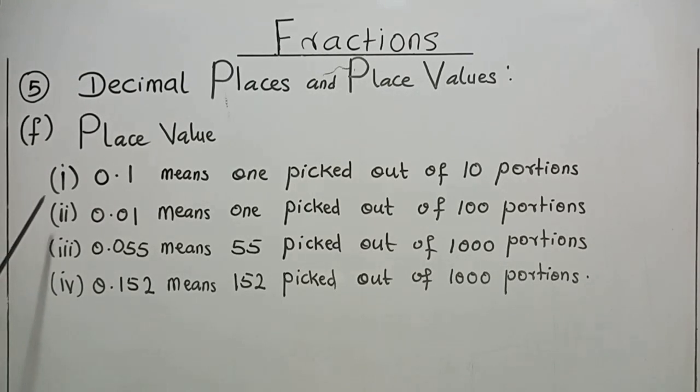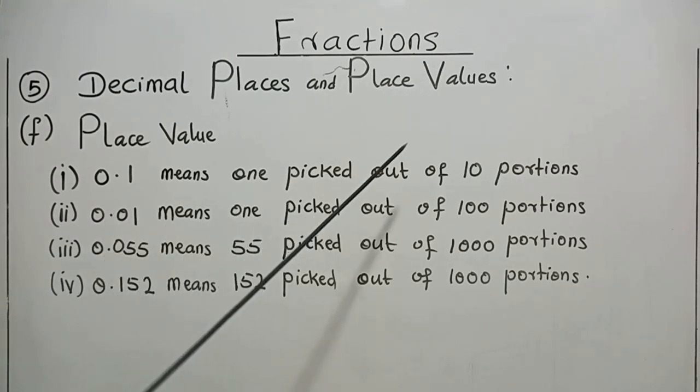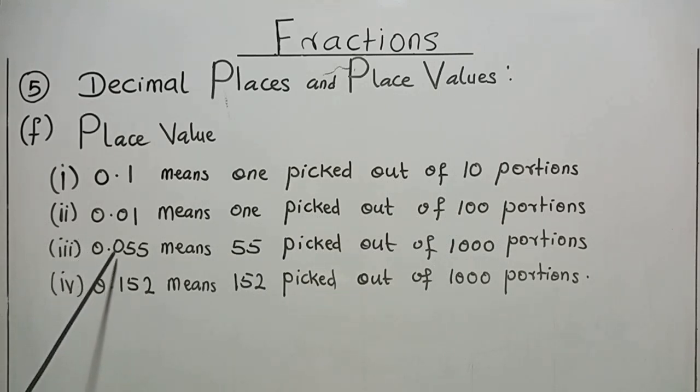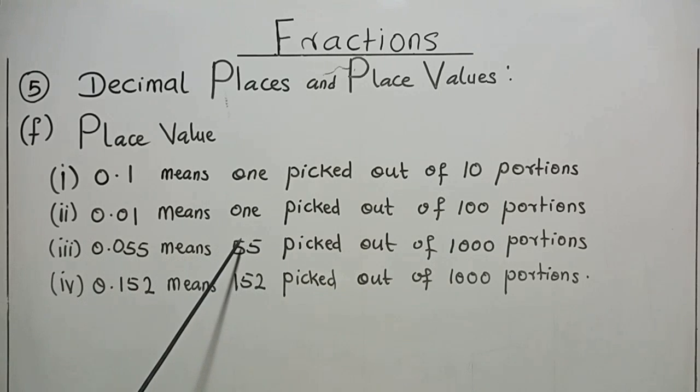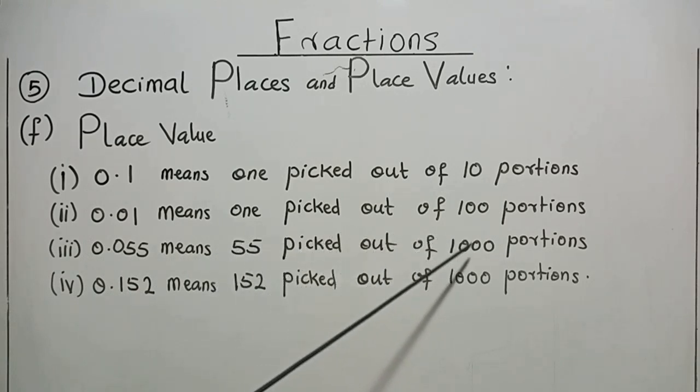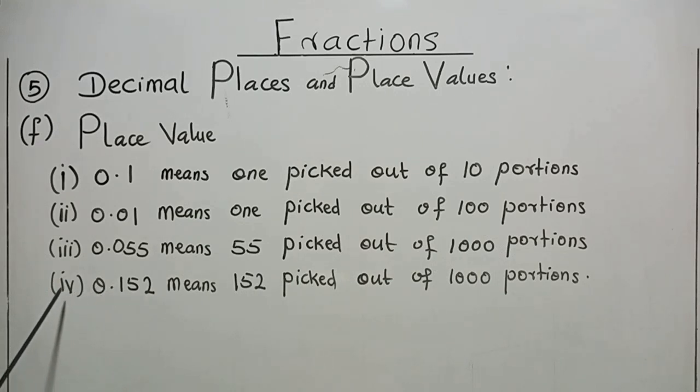The second example is here. 0.01 means 1 picked out of 100 portions. 0.055 means 55 picked out of 1,000 portions. The next, that is number 4. 0.152 means 152 picked out of 1,000 portions. Later in this same subsection, you'll be tested as to whether you understood these interpretations.